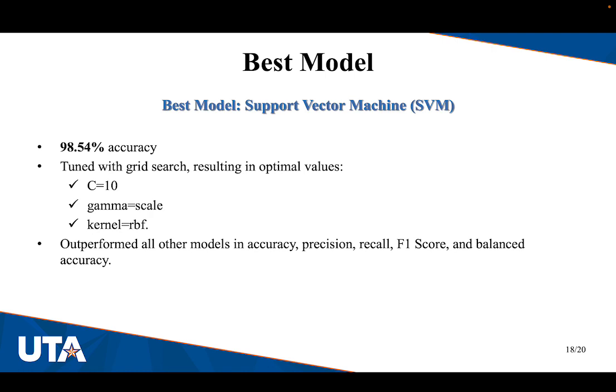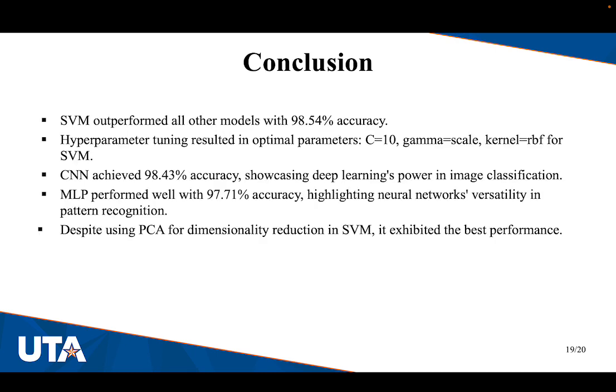This model outperformed the other models in all of the criteria: accuracy, precision, recall, F1 score, and balanced accuracy. And the second best model is CNN with 98.4% accuracy, showing that the deep learning model can have good performance in image classification. And the third model based on performance is MLP with 97.7% accuracy, highlighting the neural network's versatility in pattern recognition.